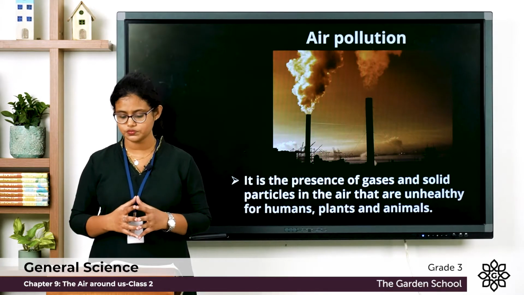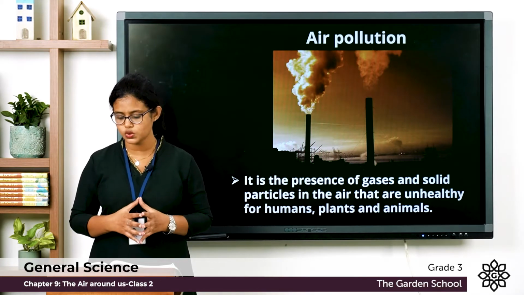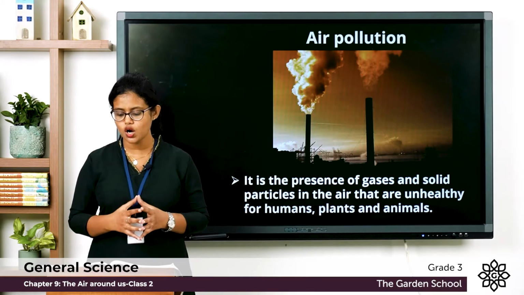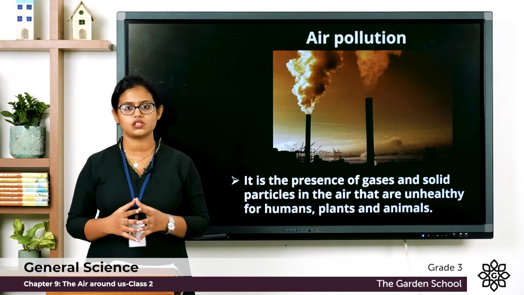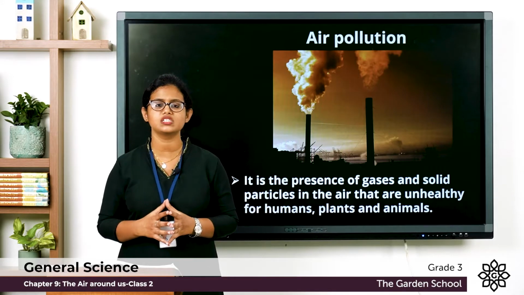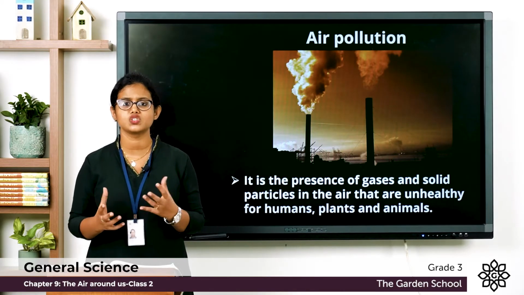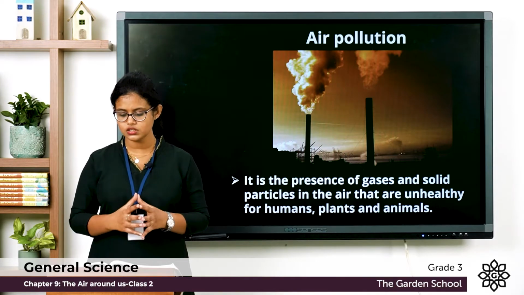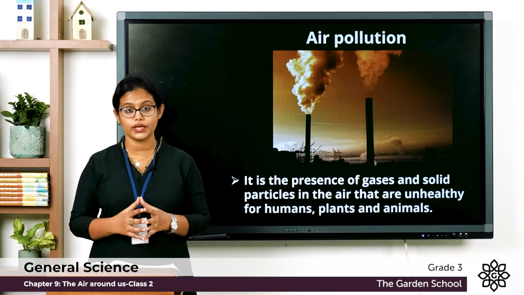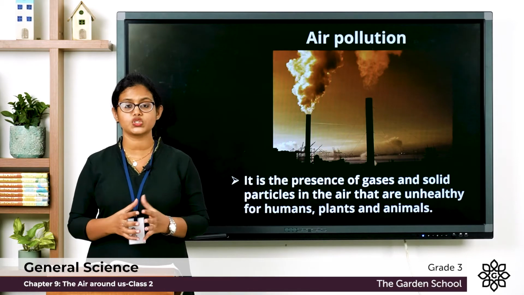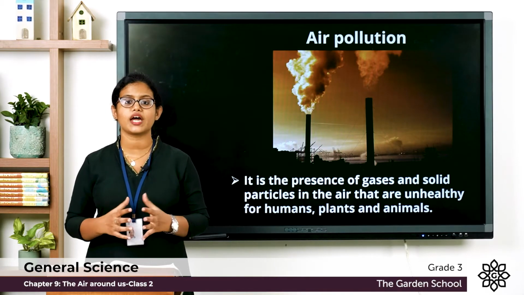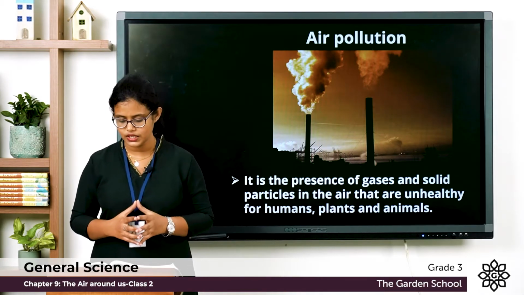See the next one. Reduce the use of motor vehicles by walking short distances and using bicycles. So motor vehicles produce lots of harmful gases and it is not good. For that, instead of using motor vehicles, let's walk short distances and try to use bicycles.